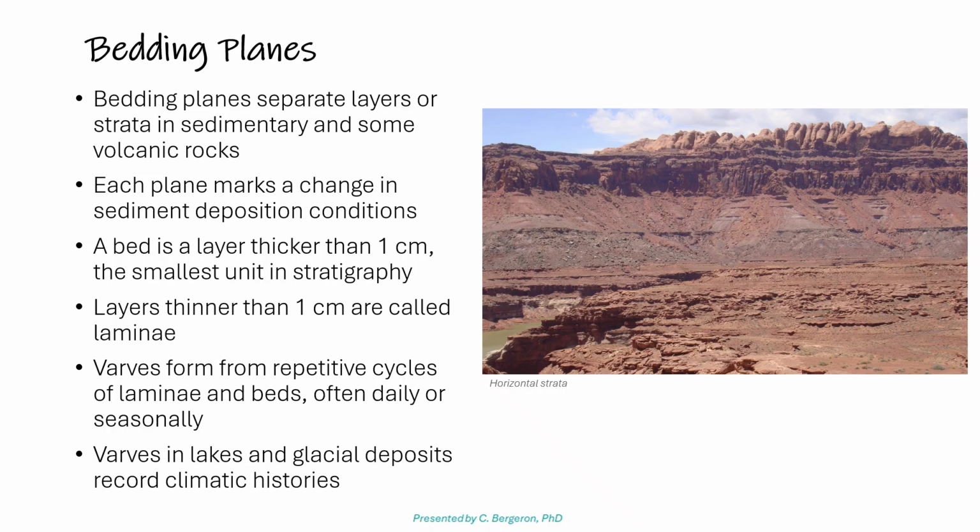For example, bedding planes, which is probably the most basic sedimentary structure. The bedding plane is the plane that separates the layers or the strata in sedimentary rock, but also volcanic rock. The same terms apply, bedding planes or strata. They are features that are visible in exposed outcrops, and each bedding plane indicates a change in the sediment deposition conditions, right? Because that basically defines a boundary.